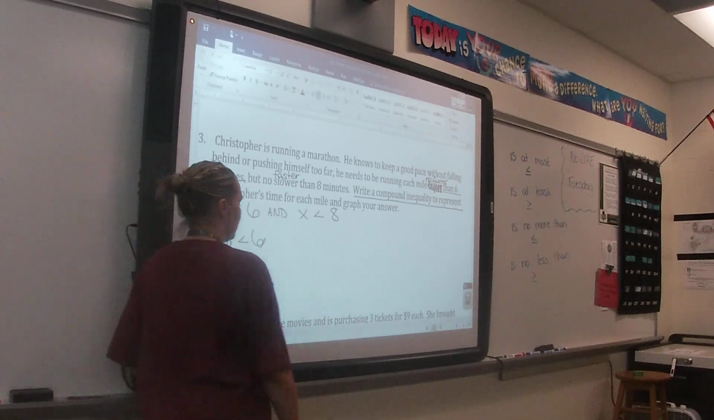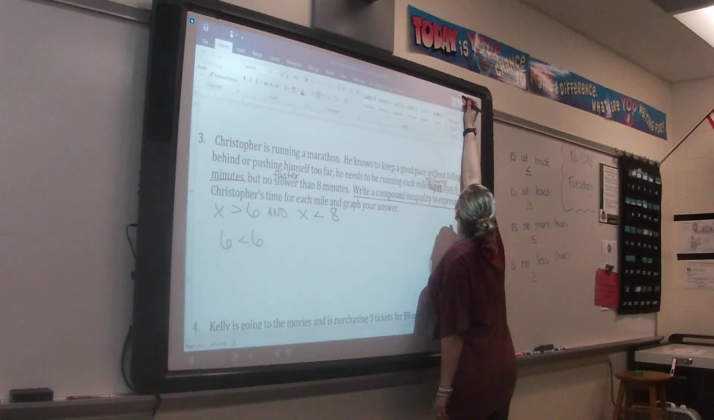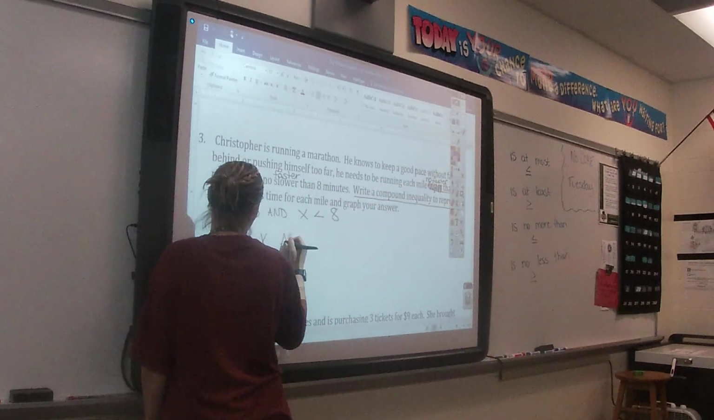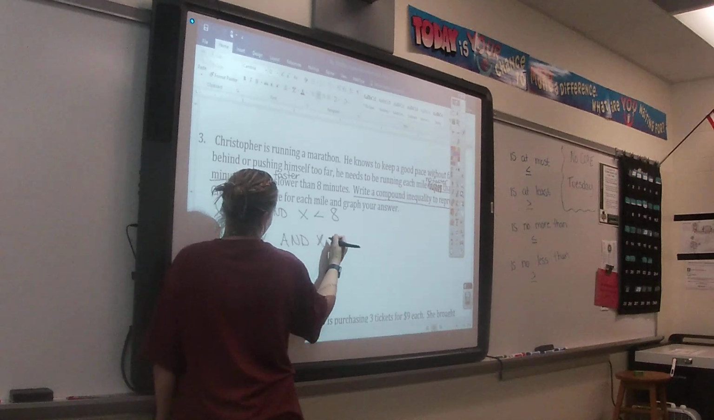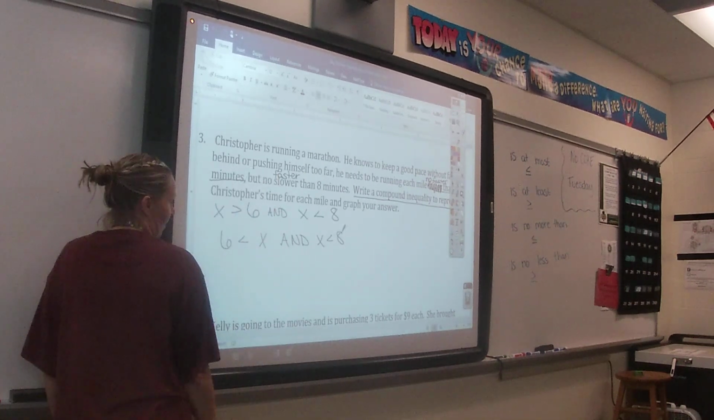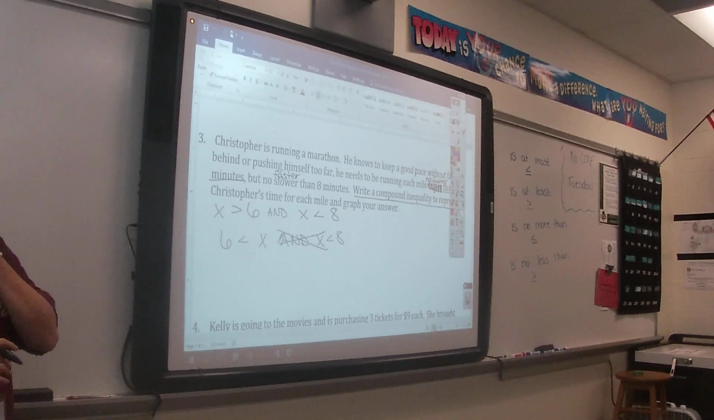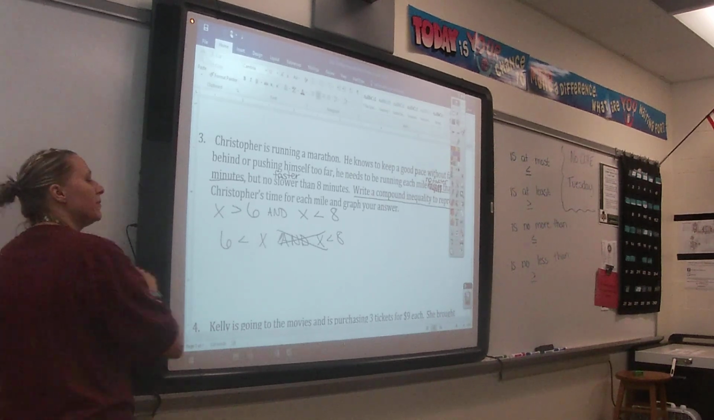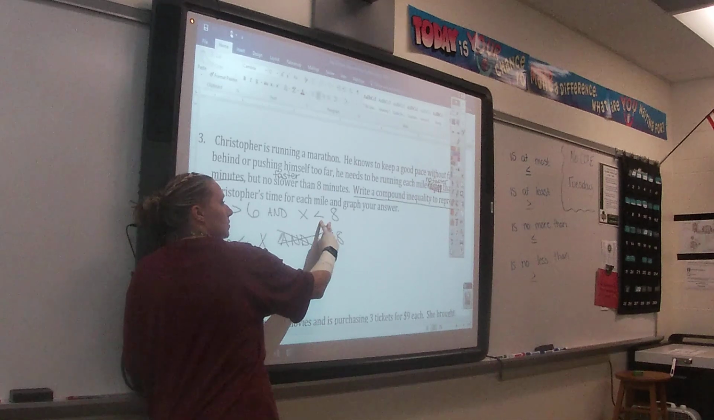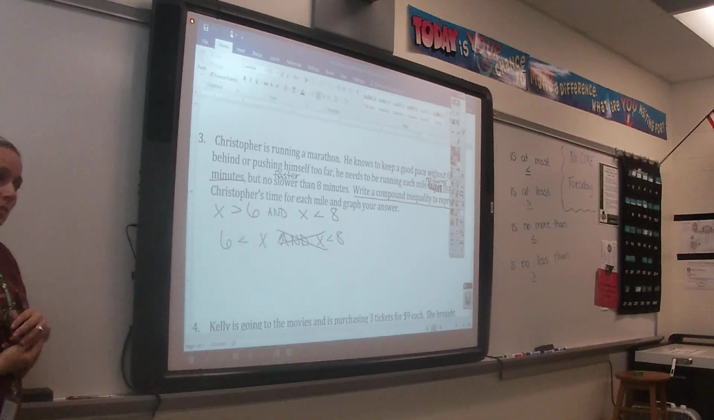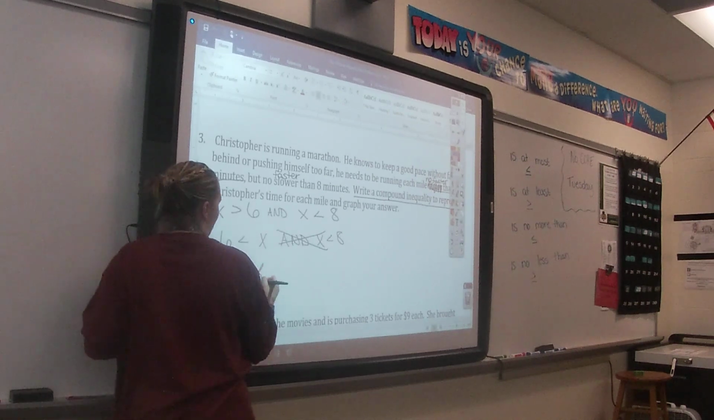And then get rid of the next X and squeeze it together. How would that be changed? Because I didn't flip the order of this. I flipped this sign because I switched the order. You want the X in the middle.